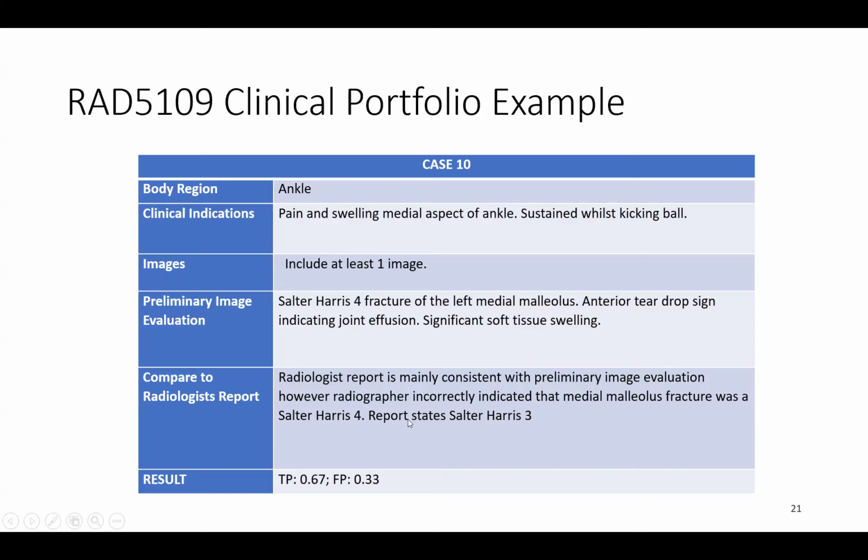So the student said the report is consistent with the radiologist's report, however, indicated that the medial malleolus fracture was a Salter-Harris type 4, whereas the radiologist's report actually stated that it is a type 3. So overall, about 2/3 of that report was correct, apart from the fact that the Salter-Harris fracture type was incorrect. Now, I've assigned here 0.67 for true positive and 0.33 for the incorrect identification of Salter-Harris. However, in these cases, use your own common sense when you assign that.